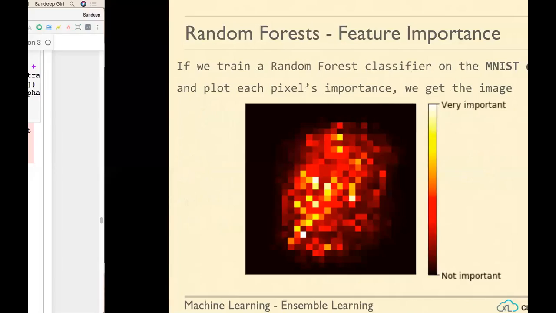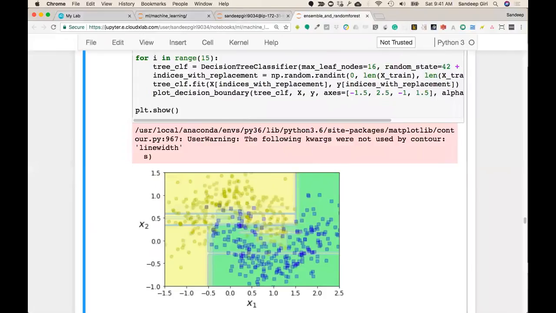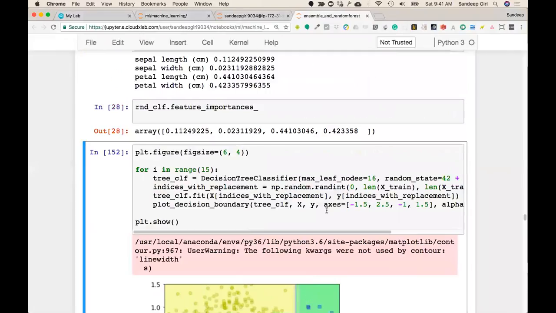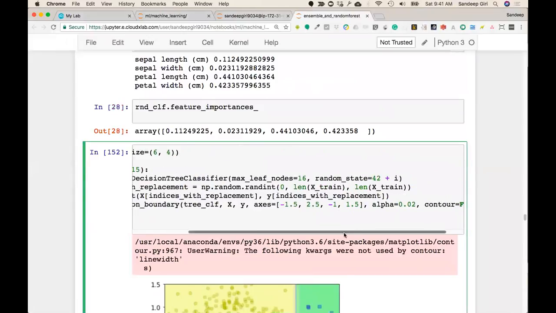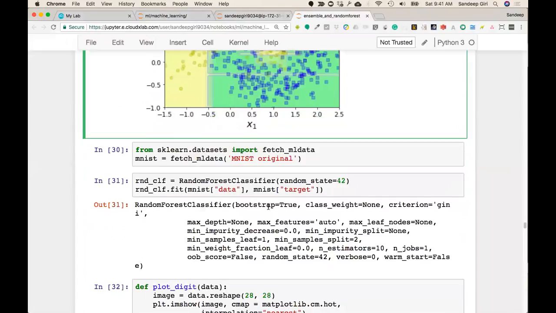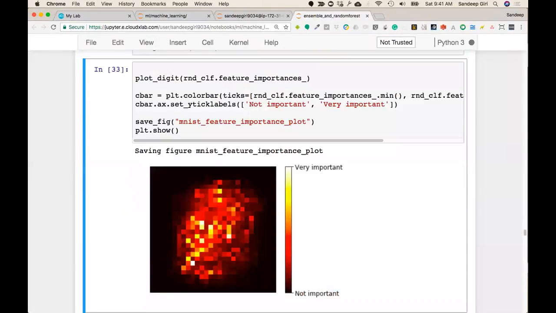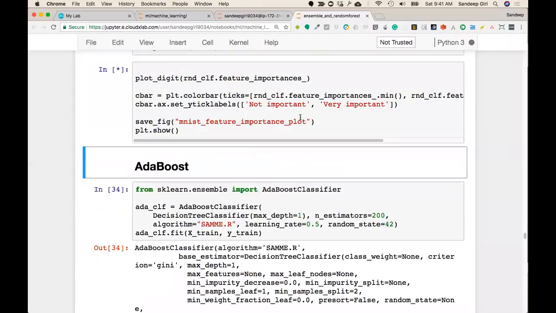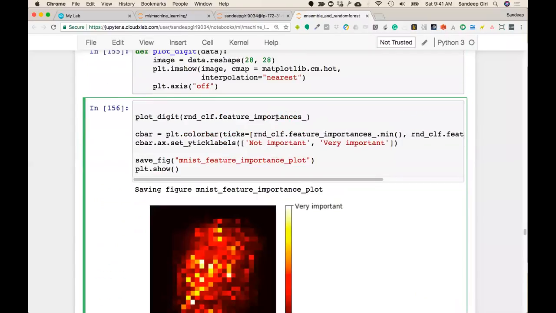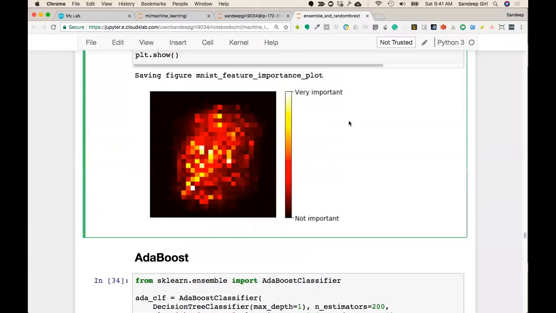All right. Now, if we do the same thing with MNIST data, and we plot it, you can see these are the feature importances of the MNIST data. Remember our digits?